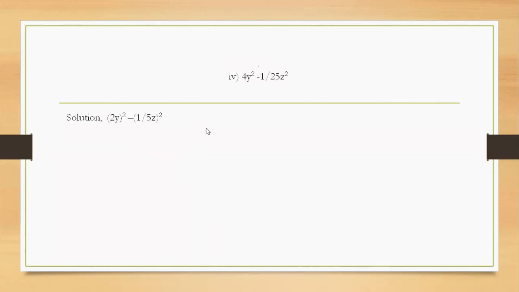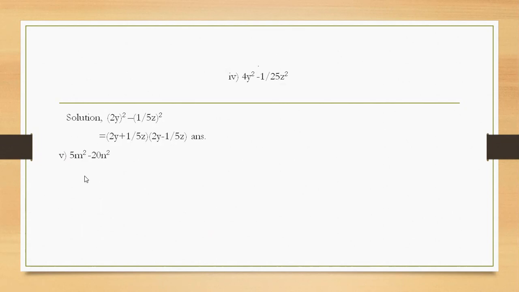Similarly, look here in this next one, 4y square means 2y whole square, and this 1 by 25z square means 1 by 5z whole square. Then we can write 2y plus 1 by 5z and 2y minus 1 by 5z. One will be plus and one will be minus.